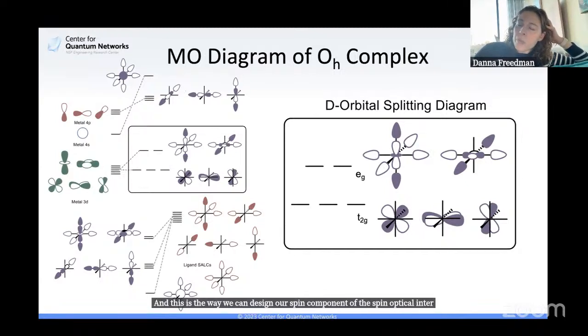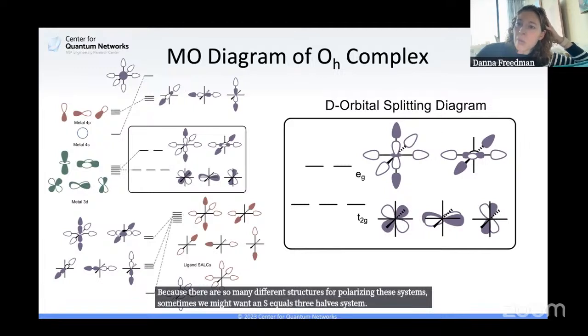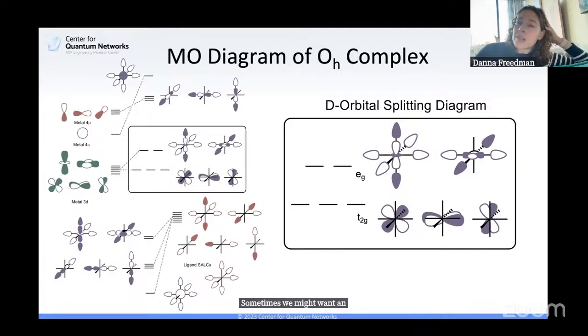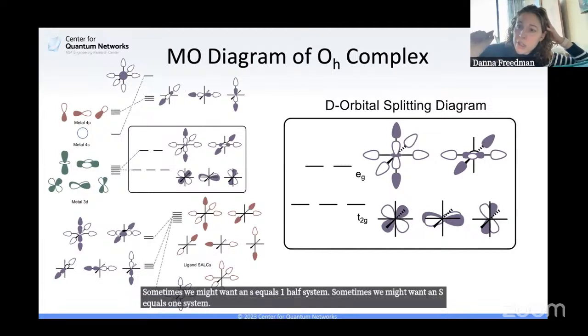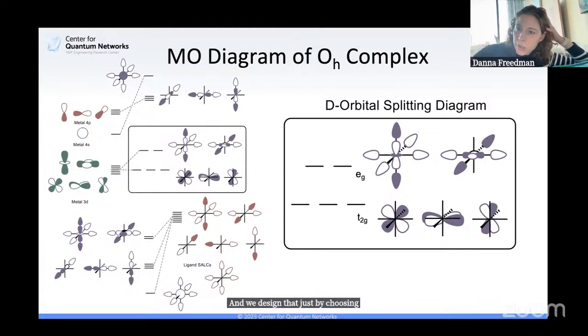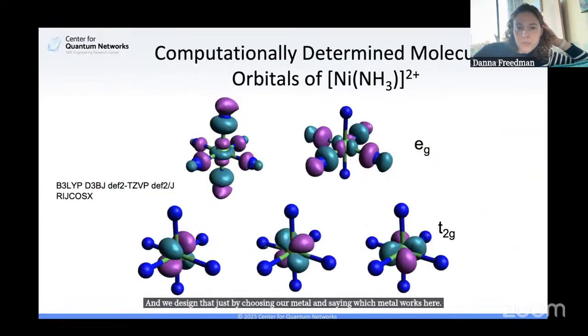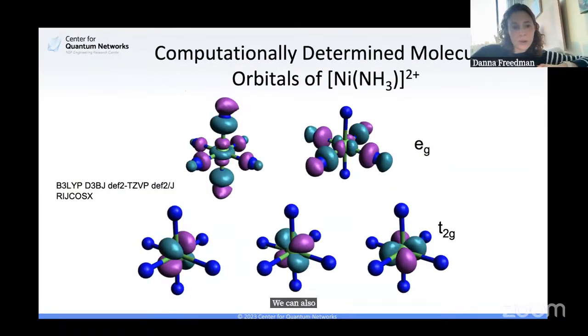And so, because there are so many different structures for polarizing these systems, sometimes we might want an S equals 3/2 system. Sometimes we might want an S equals 1/2 system. Sometimes we might want an S equals 1 system. And we design that just by choosing our metal and saying which metal works here. We can also replicate this through calculations.